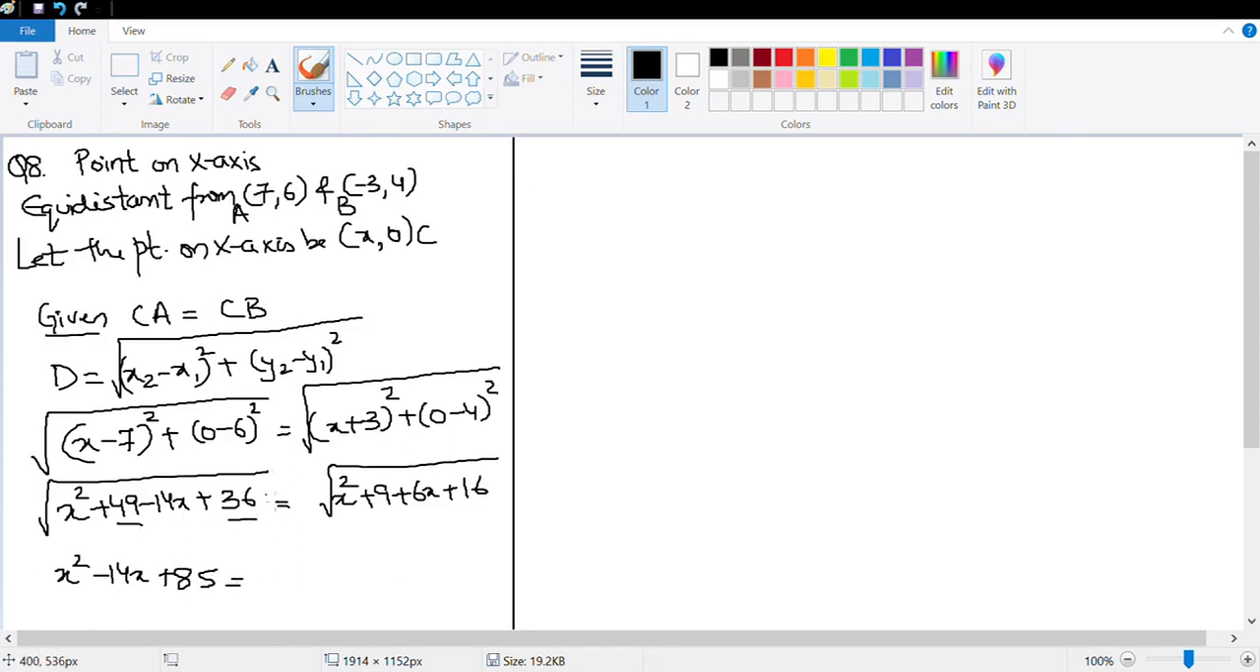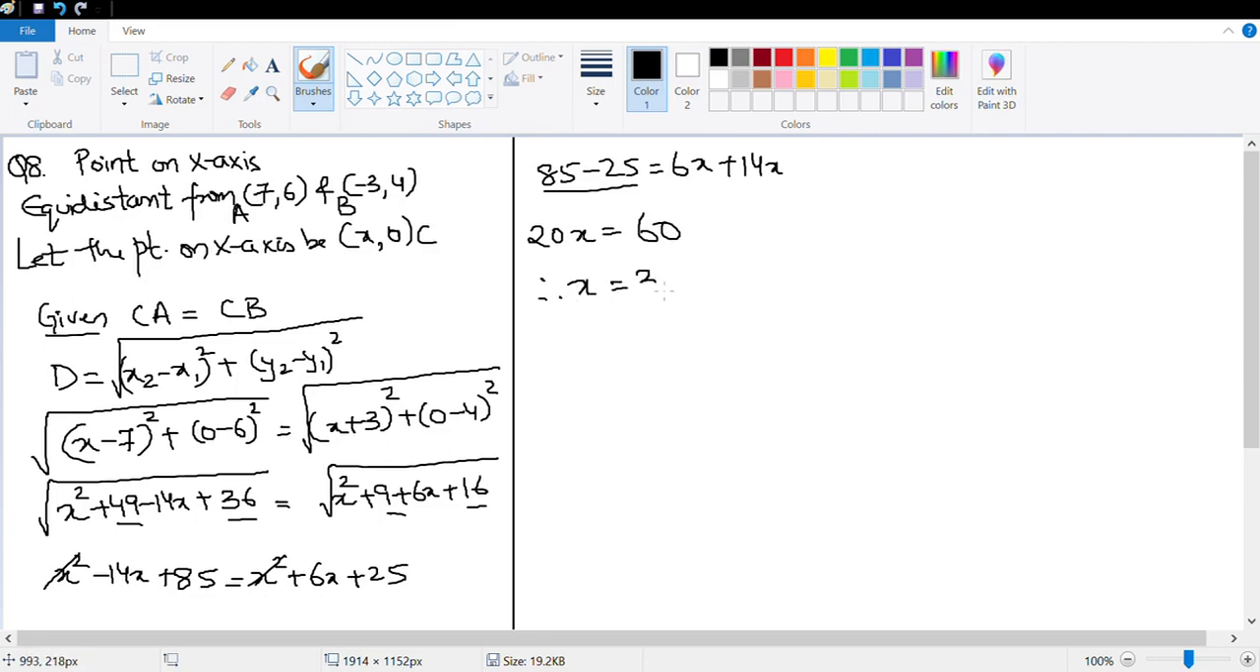x square minus 14x plus 85 is equal to x square plus 6x, 9 and 16 is 25. x square and x square get cancelled. Let's take 14x on this side. So I have 85 minus 25 is equal to 6x plus 14x, which means 20x is equal to 85 minus 25, that's 60. Therefore, x is equal to 3.